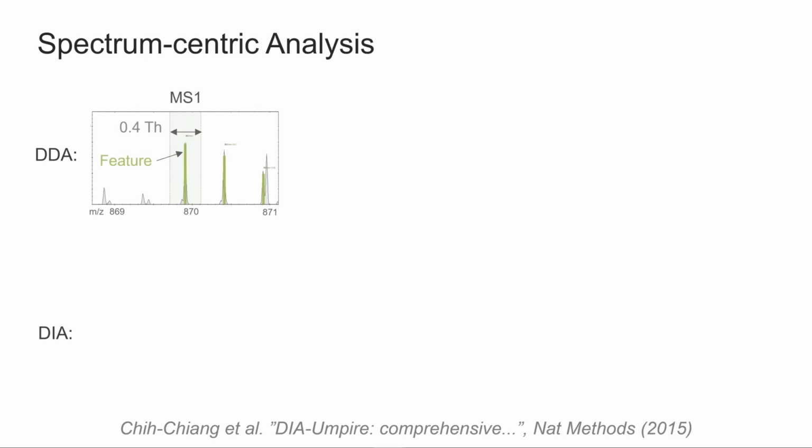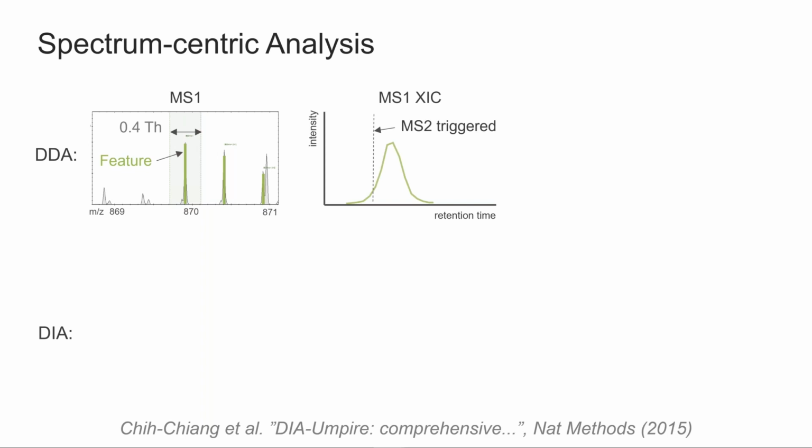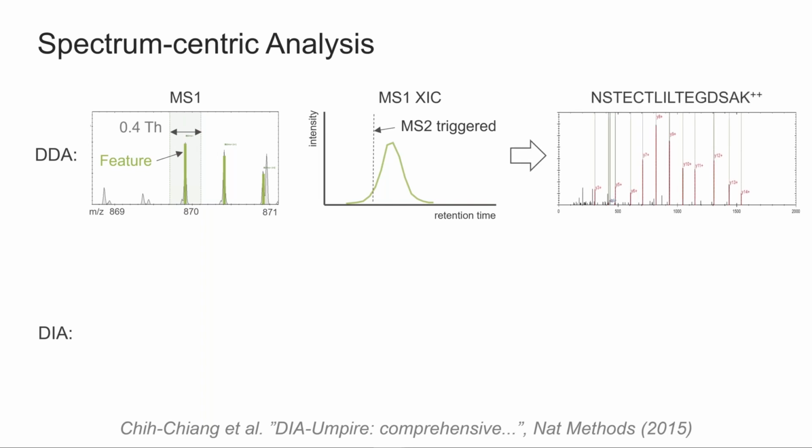In DDA, MS1 spectra are being acquired, and the mass spectrometer detects MS1 features in the MS1 spectrum. These peptide features are being fragmented, and this fragmentation process can happen at any time point in the elution profile of the peptide. And then the resulting MS2 spectra can be queried against the search space and be identified.